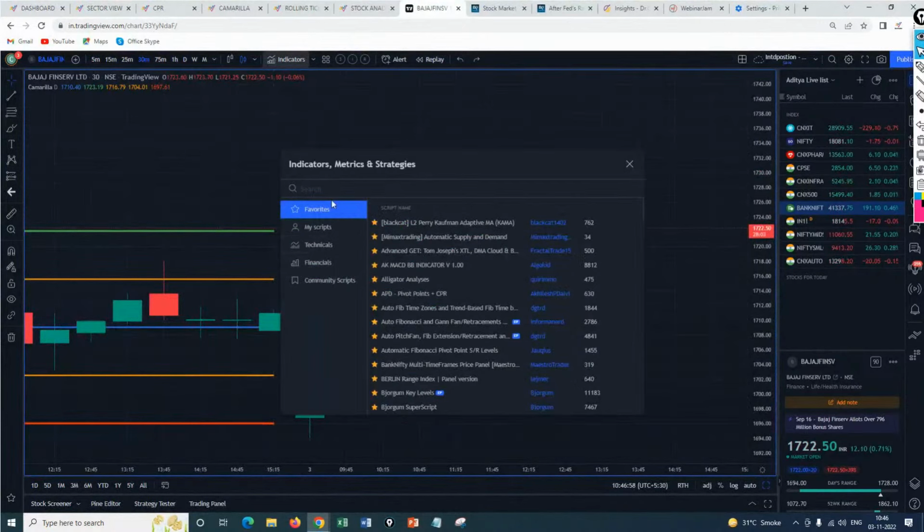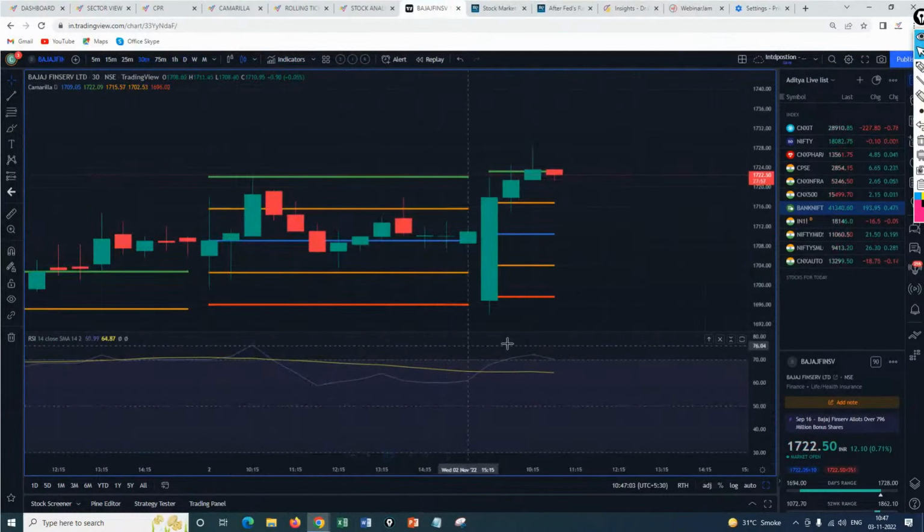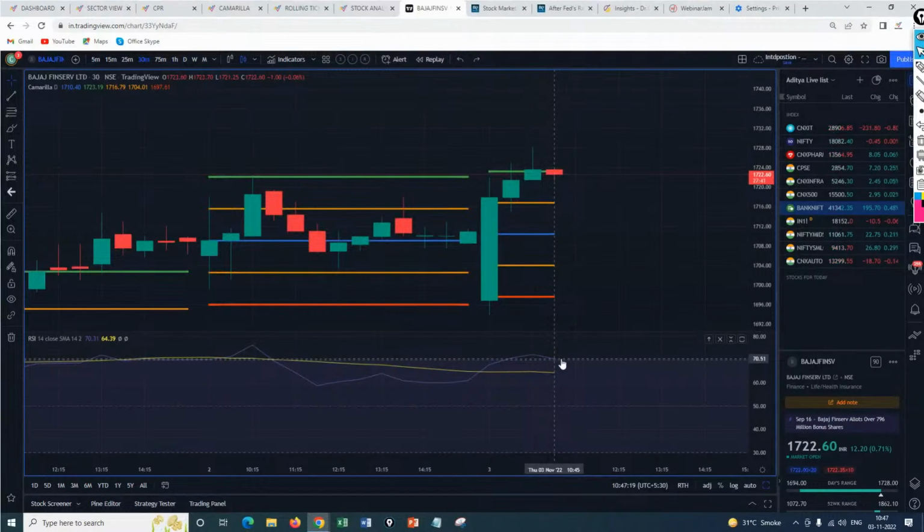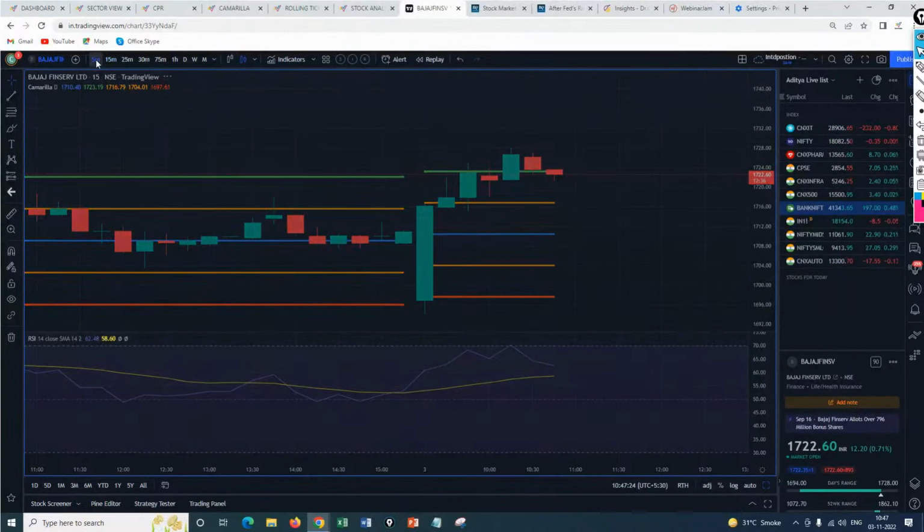Here it is. Okay, here I've put my RSI and I'm on a 30 minute chart. If I change from 30 minute to hourly chart, I'll see that my entire RSI calculation has also shifted. The RSI right now is at around 70. If I go to my 30 minute chart, it is different. If I go to my 15 minute chart, my RSI is different. If I go to the 5 minute chart, my RSI is different. Okay, an indicator will change.